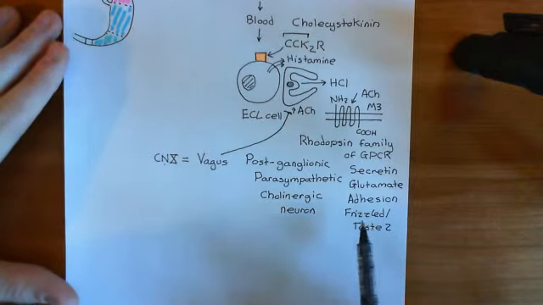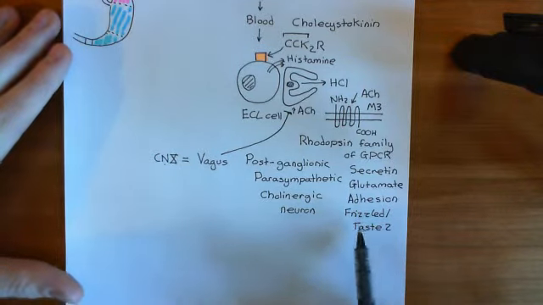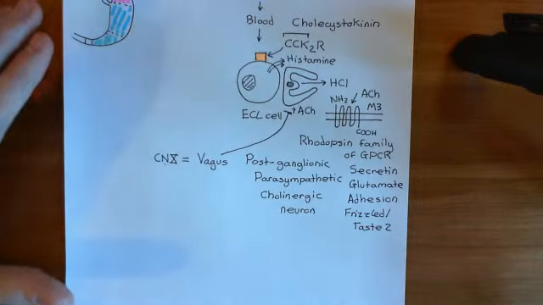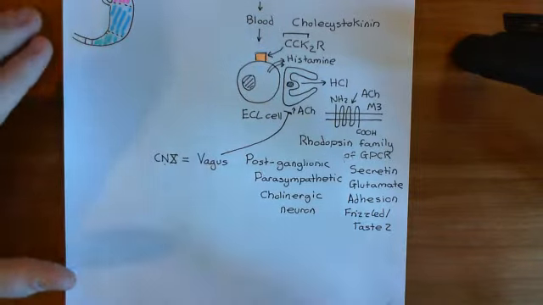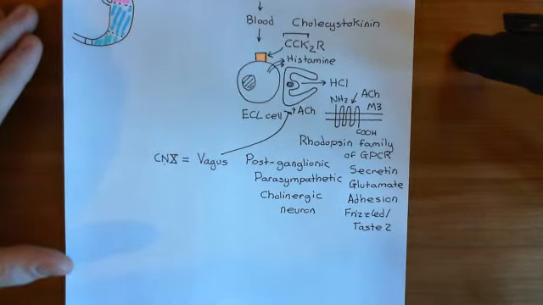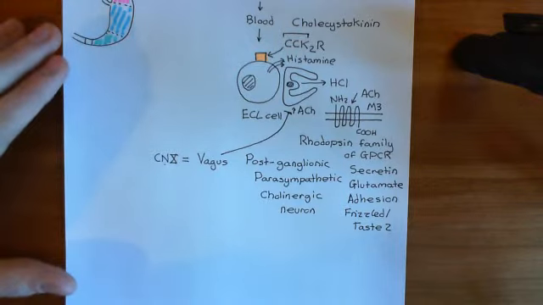Okay, and as I say, it's named after 2 of its major members, which are the frizzled receptor, which is involved in the Wnt beta-catenin pathway, and then the taste2 receptor, which is involved in the sensation of bitter compounds, the tasting of bitter compounds in the gustatory system.